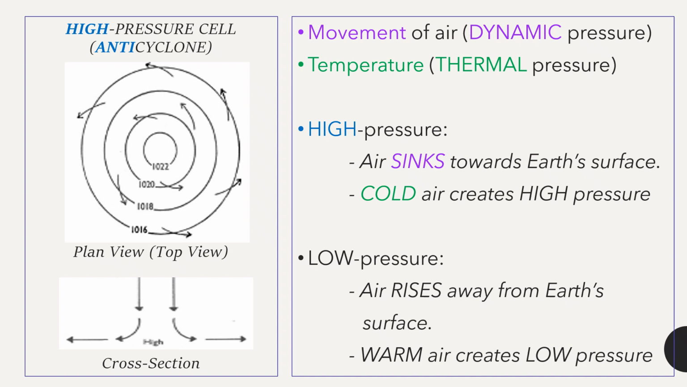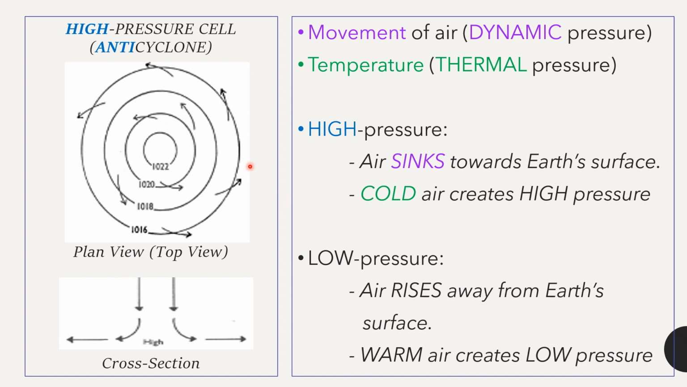Whether the air pressure is going to be high or low depends on a number of factors. Two such factors would be the movement of air, called dynamic pressure, or temperature, called thermal pressure. In the case of a high pressure cell, that high pressure results from sinking air that subsides towards the Earth's surface, but also the colder the air becomes, the higher the pressure is going to be.